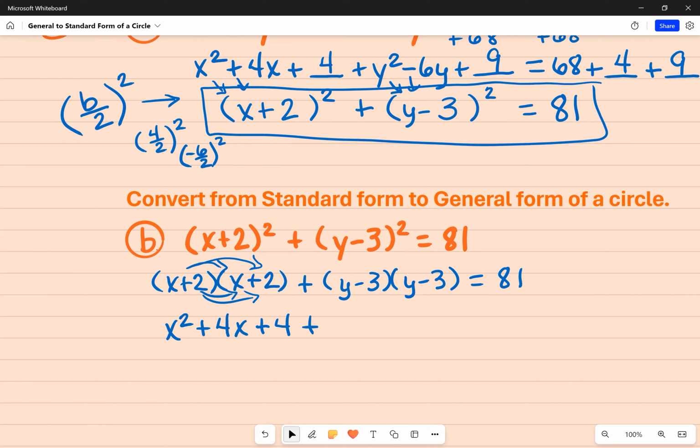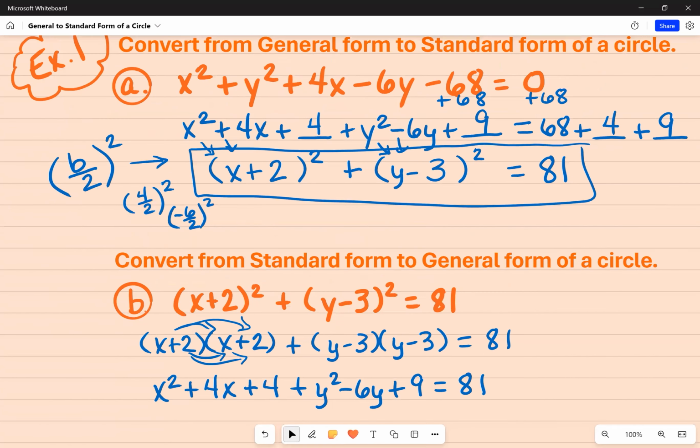Over here, I'm going to do the same thing. Y times y is y squared. Y times negative 3, and y times another negative 3, if I add those, that's going to give me negative 6y. And then negative 3 times negative 3 is positive 9. Again, all of that is set equal to 81.